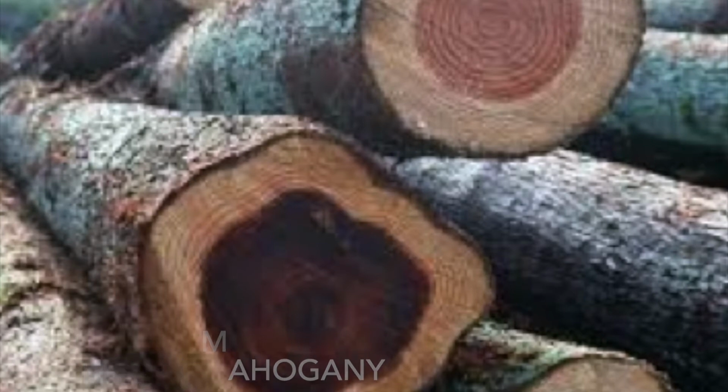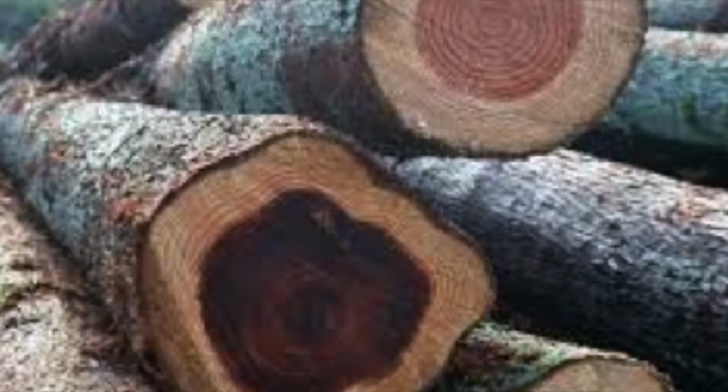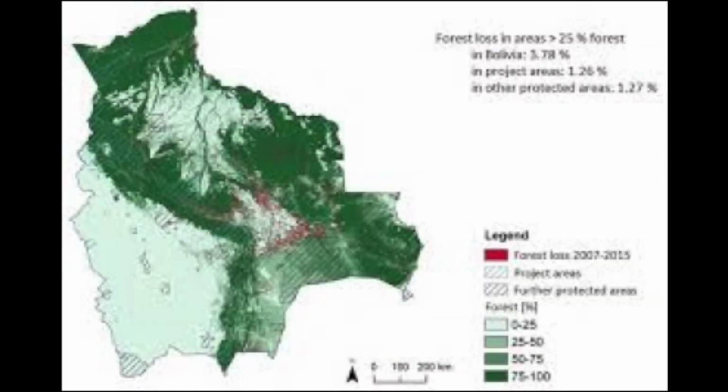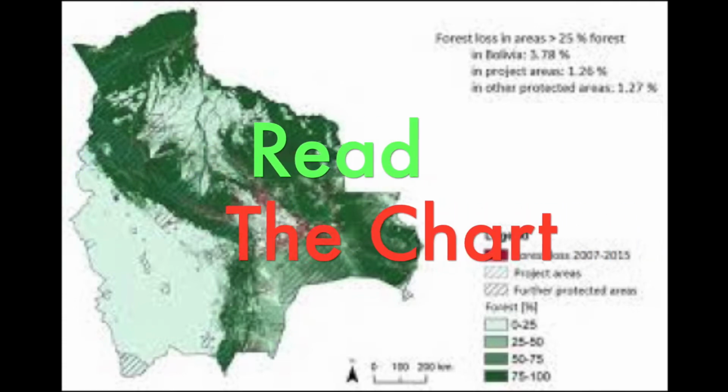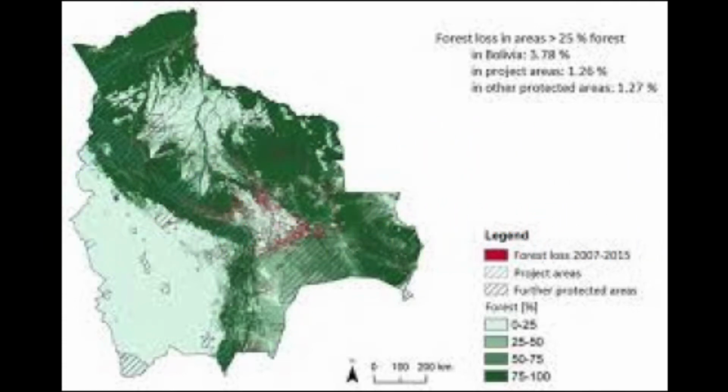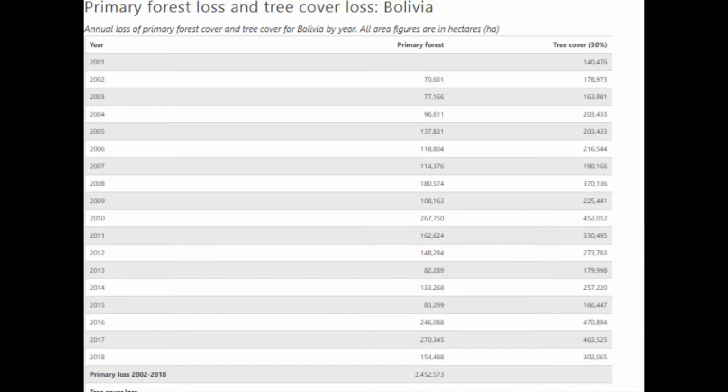Now, let's take a look at where there is forest cover and what type of forest cover. So now, take a second to look at this map. You can see how the deforestation occurs greatly in this lowland area. However, there is still a lot of green on this map. Read the chart. Now, take a second to look at this chart. As you can see, the problem is not getting better.